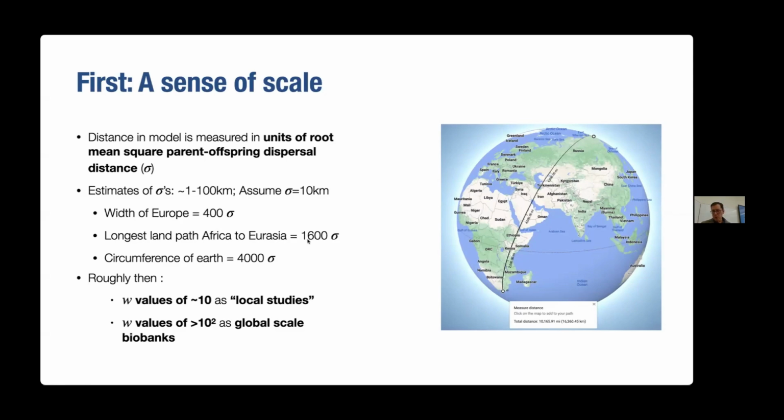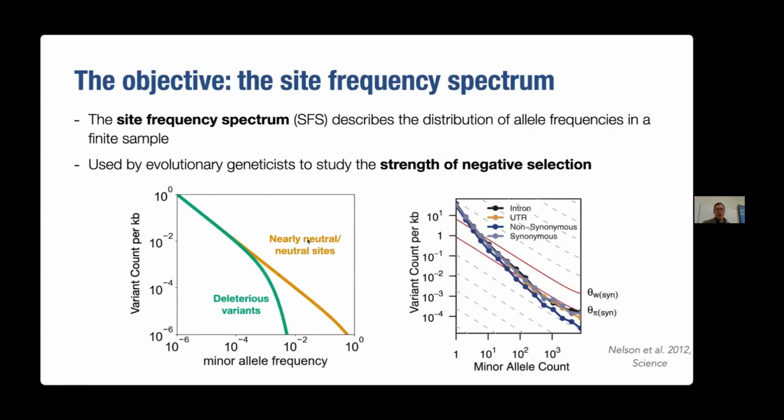Okay, so we're interested in understanding the site frequency spectrum. This is a kind of vector-valued object in population genetics. We have the minor allele frequency of different variants, or minor allele count equivalently, on the x-axis, and the number of variants per kb that have that particular frequency or that particular count. So this is from that sequencing of drug targets study.